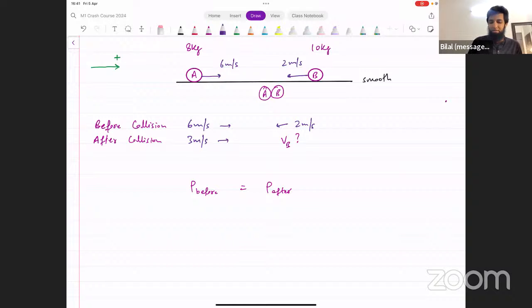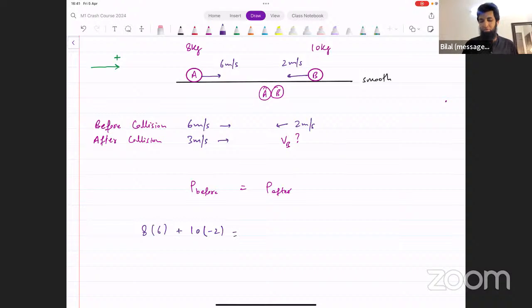Now, what's the momentum of A before collision? Mass into velocity. Mass is 8, velocity is 6. Plus the momentum of B before collision. What's that? Mass is 10 kilograms. What about velocity? Velocity is going to be -2. We are considering right side positive, and B is moving to the left side, so the velocity has to be -2 here.